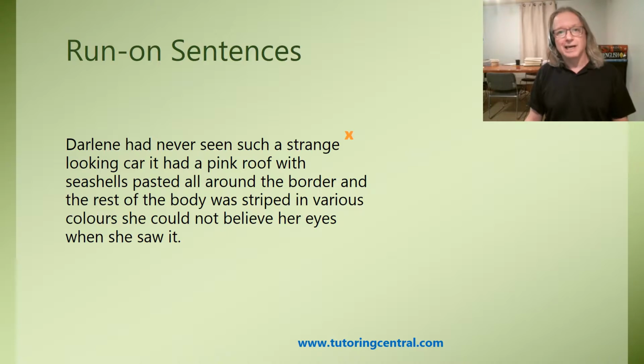Now here's an example that almost everyone would know is a run-on sentence. Now let me read this. Darlene had never seen such a strange-looking car. It had a pink roof with seashells pasted all around the border, and the rest of the body was striped in various colors. She could not believe her eyes when she saw it. Now, most of you will know when you read this, there's something wrong. It's too long, and so you might identify this as a run-on sentence.